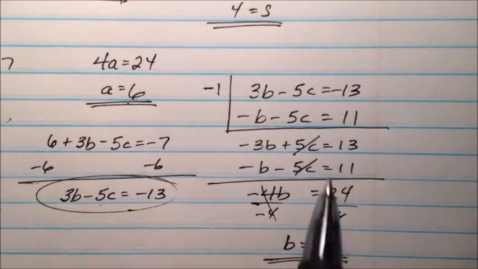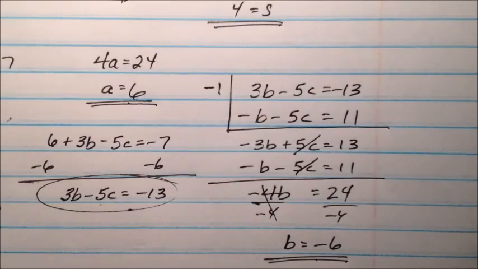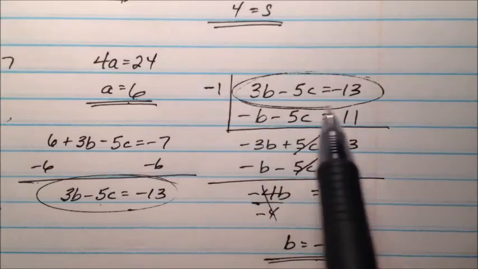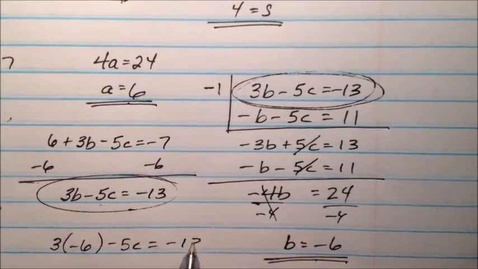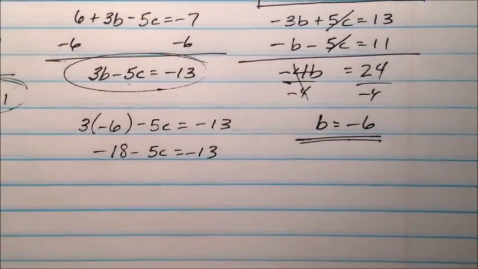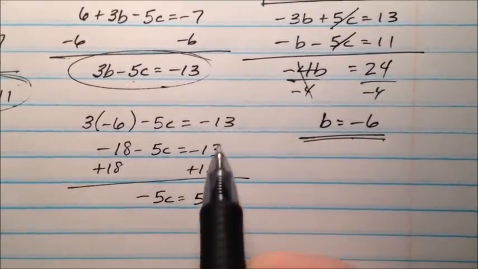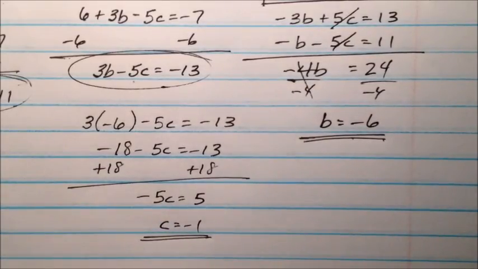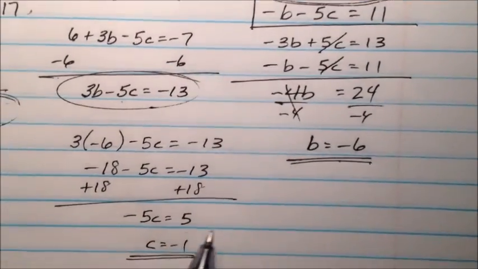So far I have a is 6, b is negative 6, and then we can plug these into whatever equations we want to get the other value. So let's just go ahead and plug into this equation right there for no other reason than just that one. So 3 times the value of b, which is negative 6, minus 5c equals negative 13. So negative 18 minus 5c equals negative 13. Okay, so when I add 18 to both sides, negative 5c equals 5. So c should be negative 1. So it's an ordered triplet again because I have three values, a, b, and c, and I'll put them in alphabetical order. So a, b, and c.